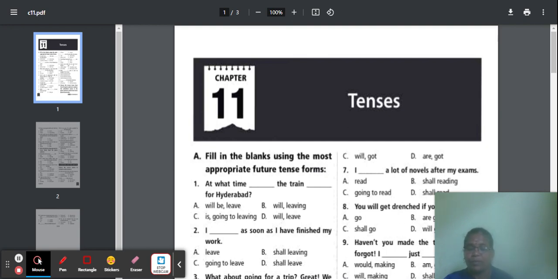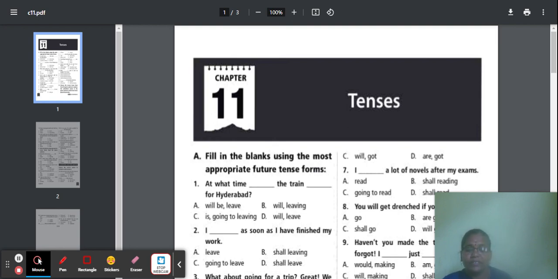Next, past continuous. Past continuous means here also we should add ing with the main verb. So what are the helping verbs we should use? Only was and were. I was, he was, she was, it was. Rest of them, we were, you were, they were. I was driving, he was driving, she was driving, it was driving, you were driving, they were driving.